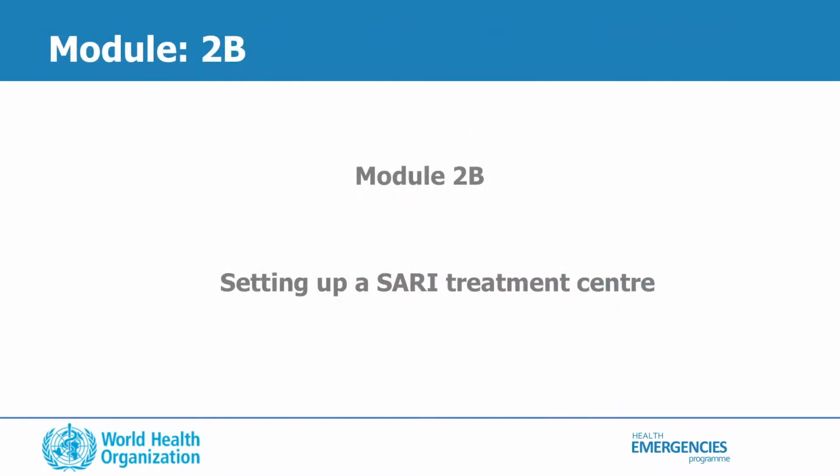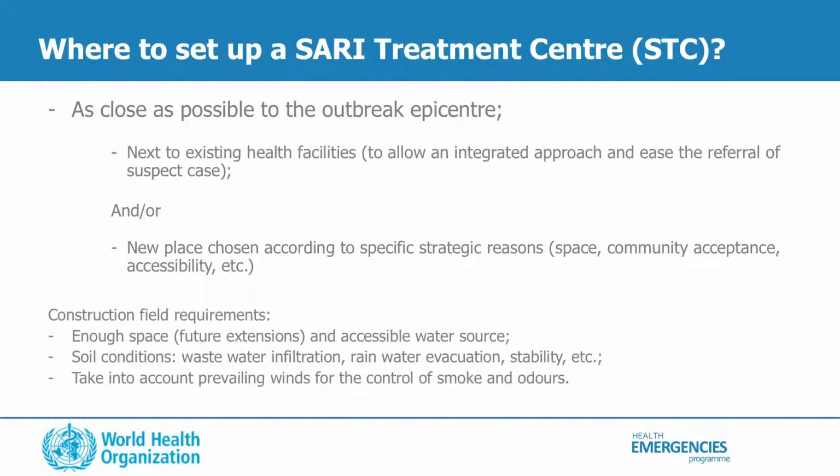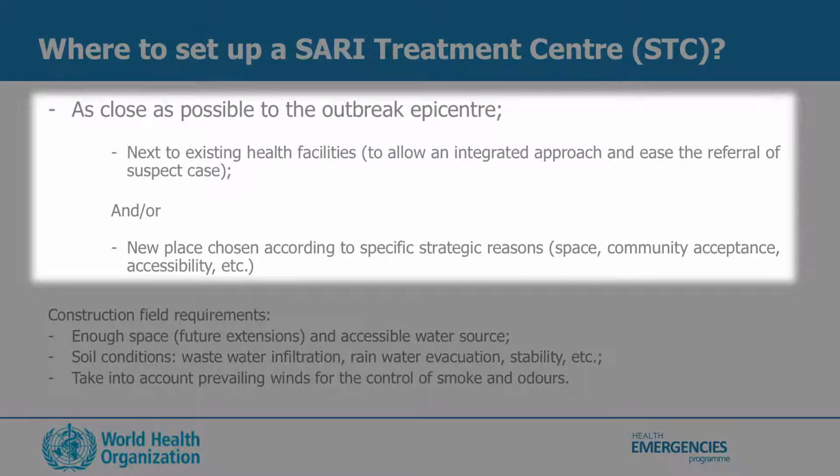Module 2B, setting up a SARI treatment center. A SARI treatment center should be set up as close as possible to the center of the outbreak. This is very important to reduce time for the sick to reach the facility the soonest for medical care. The treatment center could be set up next to an existing health facility, or choose to set it up a new place according to specific strategic reasons.